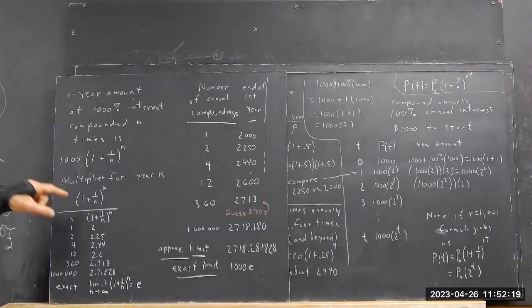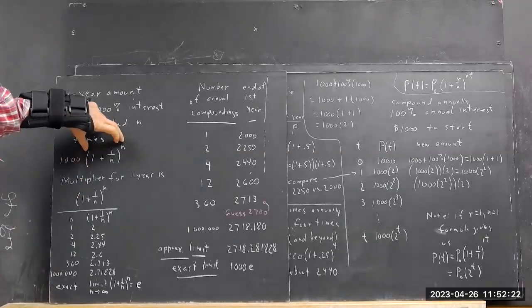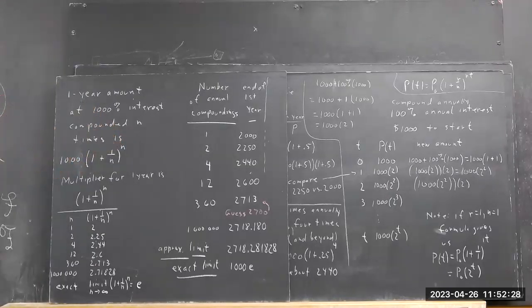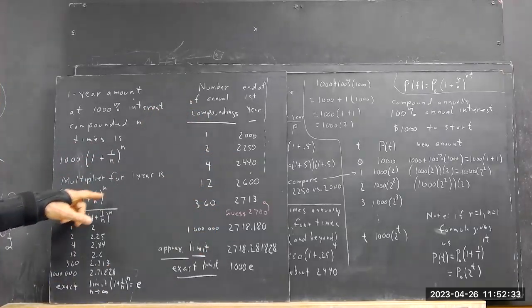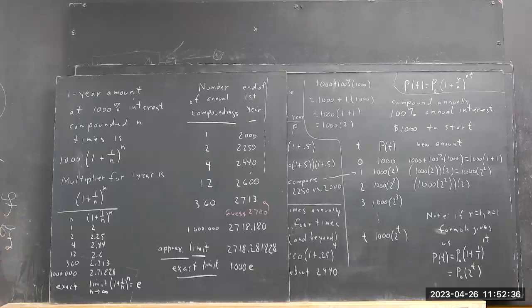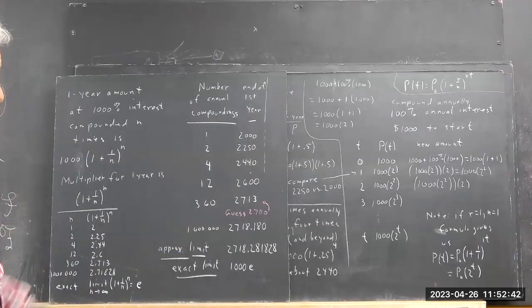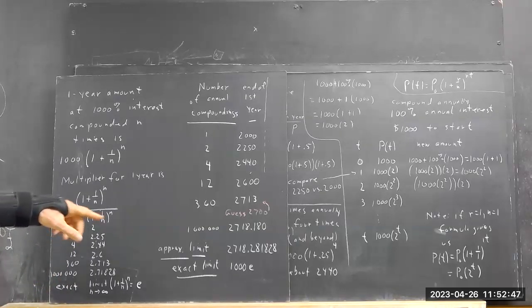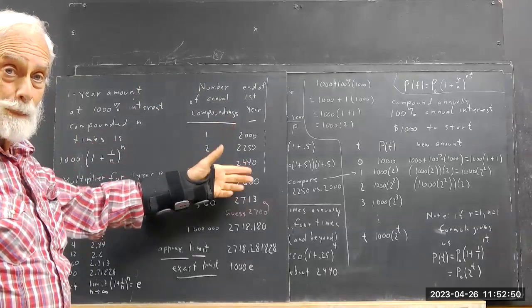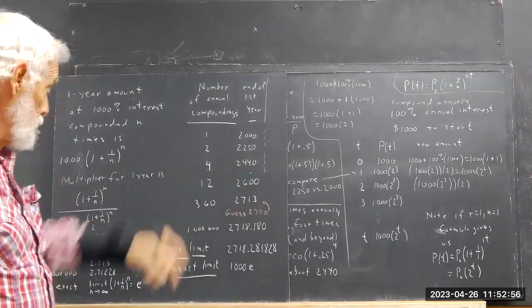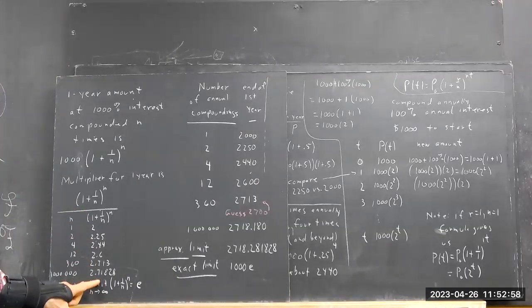So our multiplier for 1 year is just this (1 plus 1 over n) to the n. Whatever your initial principal is, that's what you multiply by. Now let's take the information we have and make a table for the values of (1 plus 1 over n) to the n. Well, we've worked it out for n equals 1, 2, 4, 12, 360, and a million. So right there are those numbers. And the multiplier is just, well, we multiplied by 1,000 to get these numbers. So our multiplier is just 2 in this case, 2 times 1,000, 2.25 times 1,000, and so forth. So here are our multipliers.